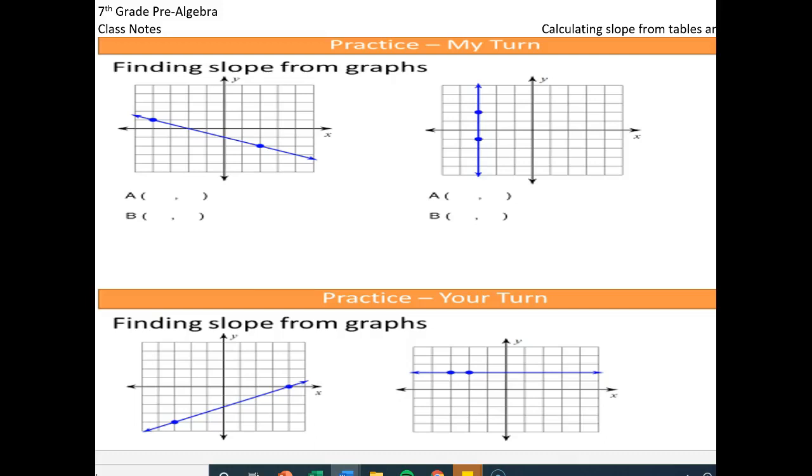Hey, CJ Math students, and welcome to our next set of notes with graphing and linear equations. It's calculating slopes from tables and graphs.